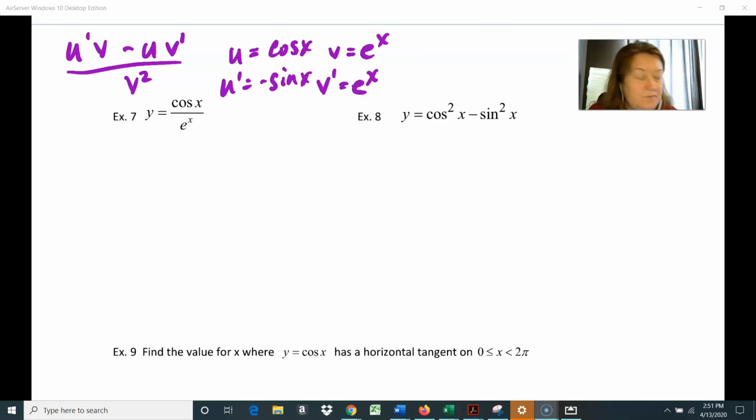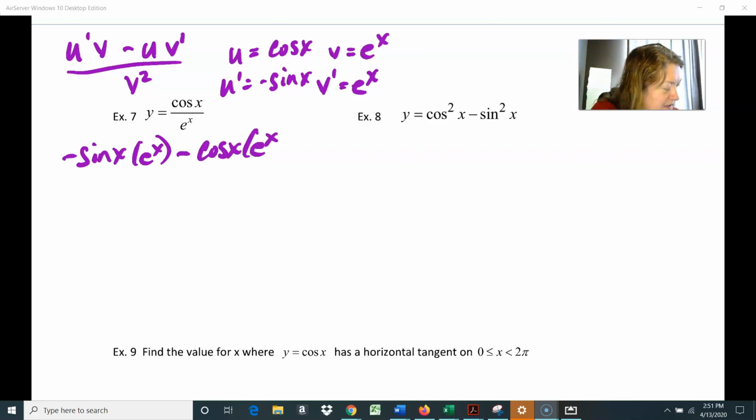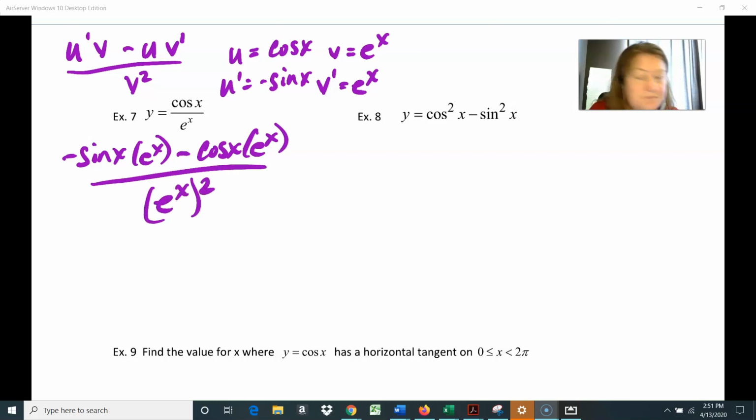Okay, putting them into the formula for quotient rule, we're going to start out with negative sine of x times e to the x minus, and then do the other version is going to be cosine of x times e to the x all over e to the x, the quantity squared. Okay, and that's technically done, but I can see some simplifying there. I can see that there's e to the x's on the top that I can factor out, so I'm going to go ahead and do that.